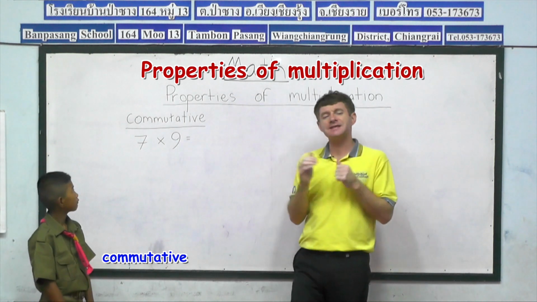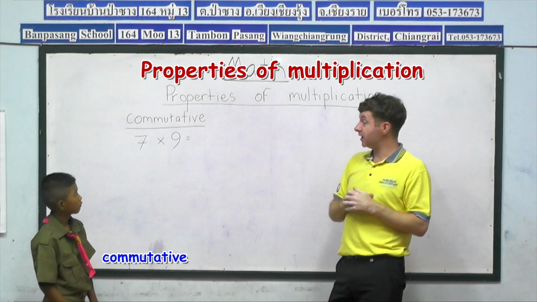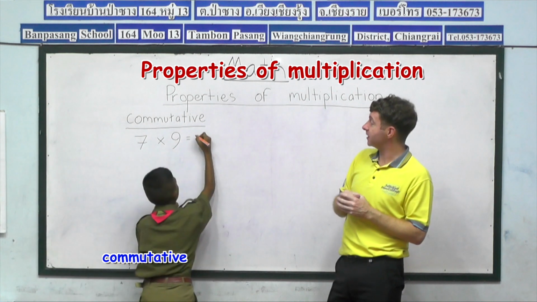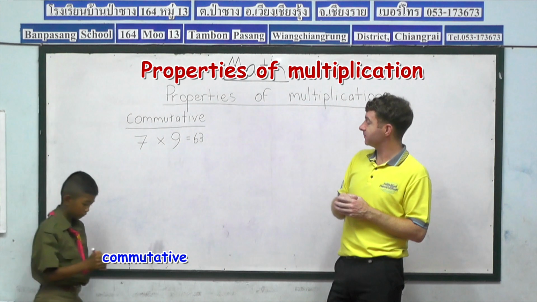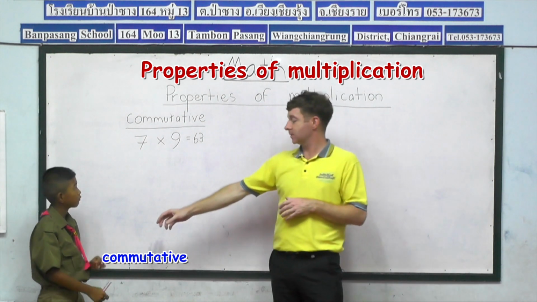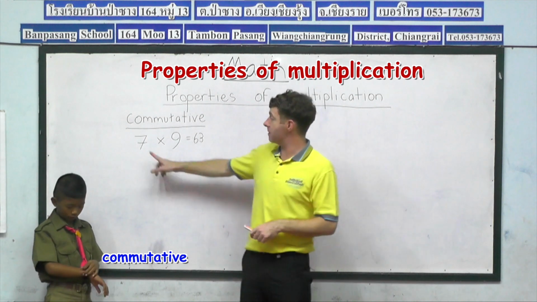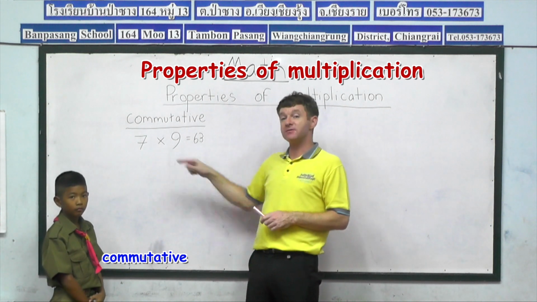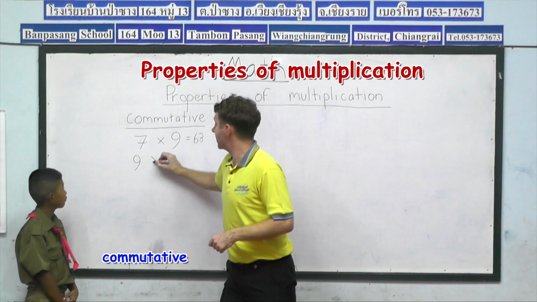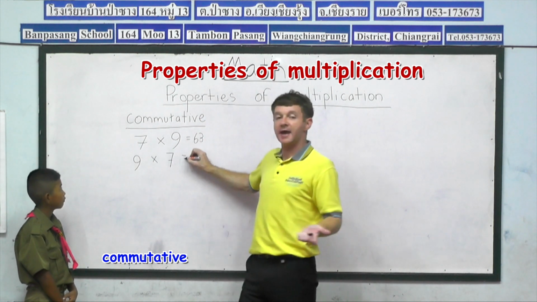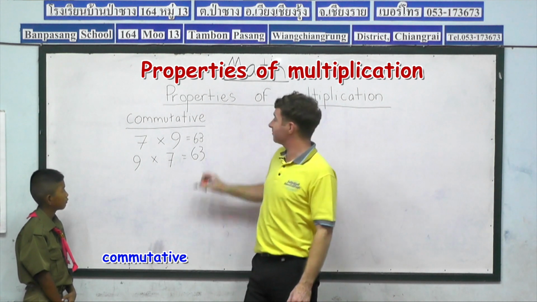Now what do we think? 7 nines? 63. So Pat, you can write our answer 63. Excellent. Now can I borrow the pen back? Thank you. Because what commutative means, if you remember, we have 7 times 9. But if we do 9 times 7, what will we get? 63. So this is what commutative means.